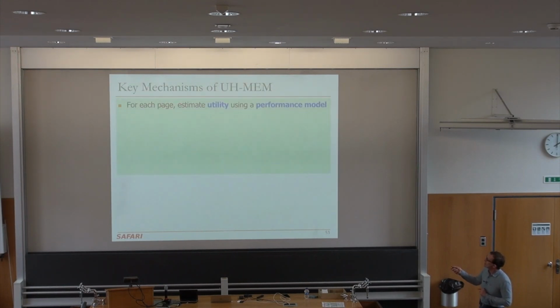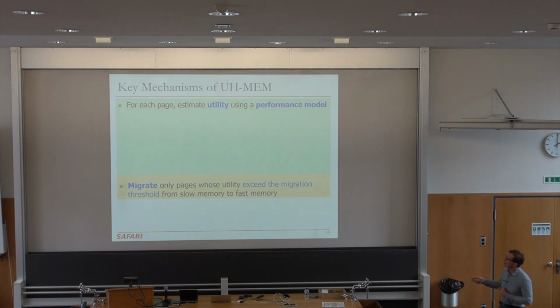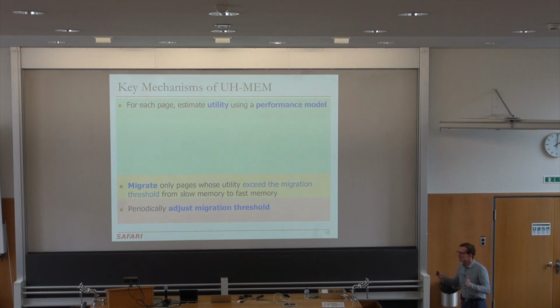Basically, for each page, you estimate the utility using a performance model. You migrate only pages whose utility exceeds the migration threshold from slow memory to fast memory. And you periodically adjust the migration threshold, because it turns out this changes over time, because applications change behavior over time, right? So how do you actually estimate the utility using the performance model?